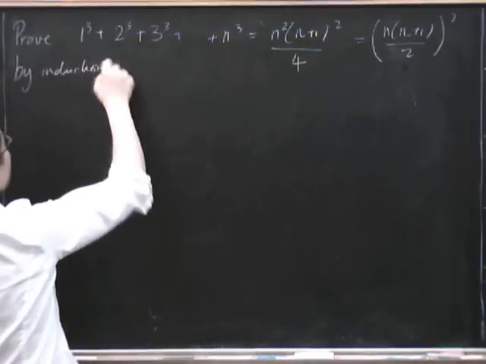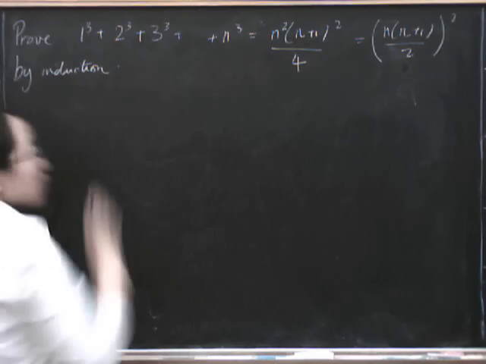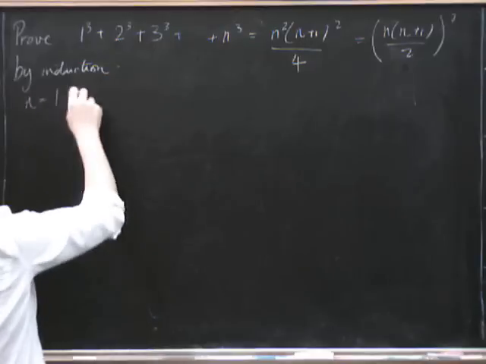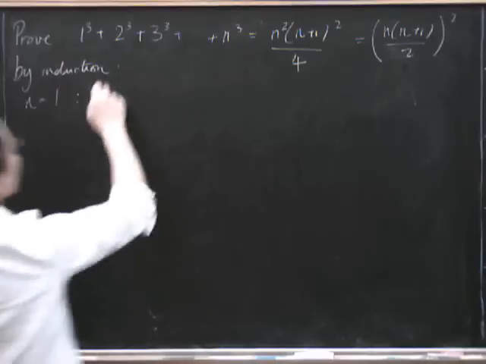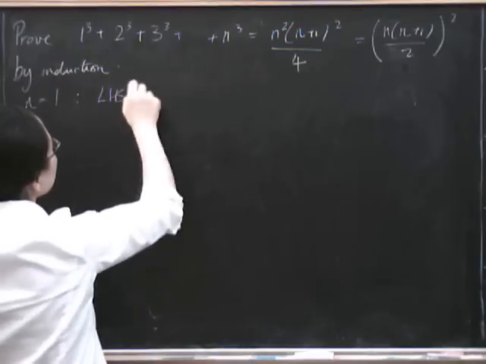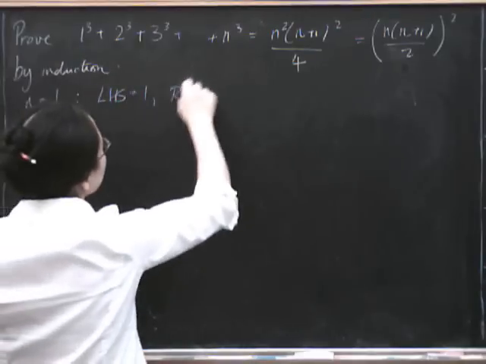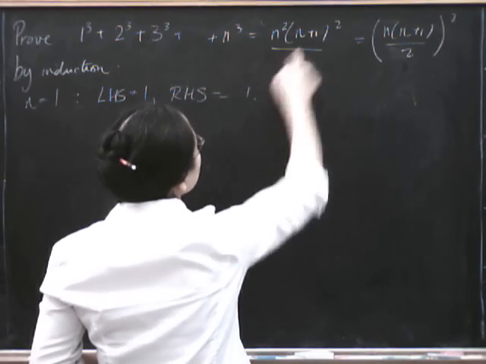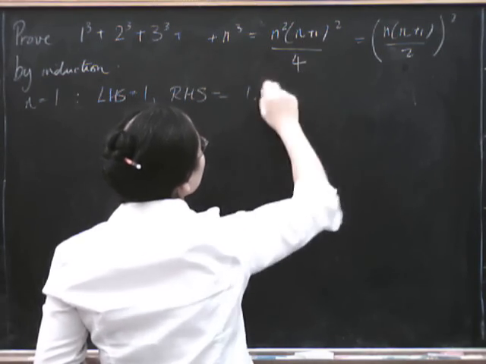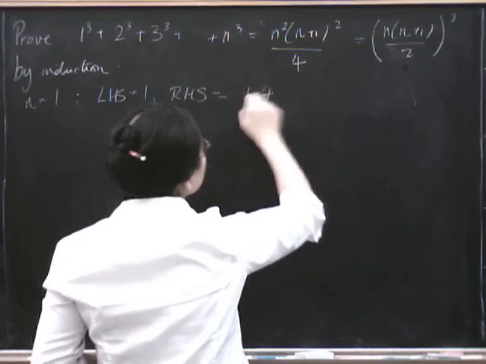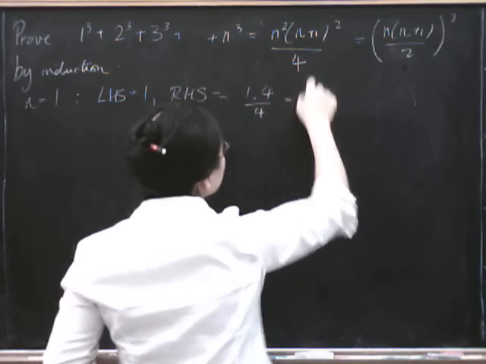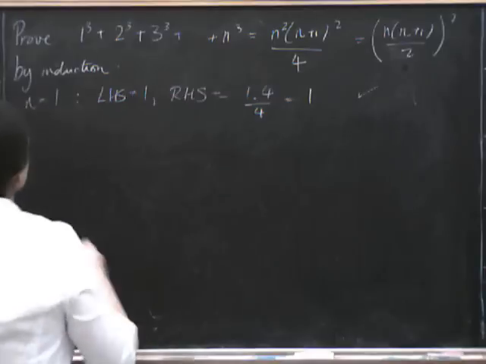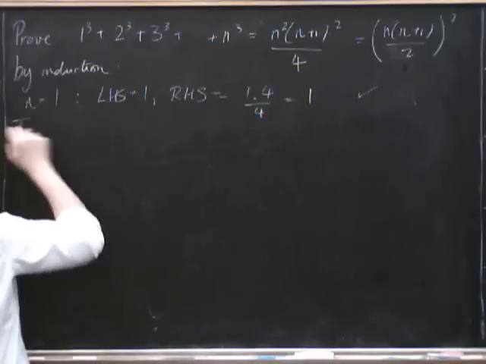induction. So what's the first thing that we do? First we check n equals 1. Well, the left-hand side equals 1, and the right-hand side is 1 times 2 squared, which is 4, divided by 4, which is indeed 1. So it's true for n equals 1. So now we've got to do the induction step.